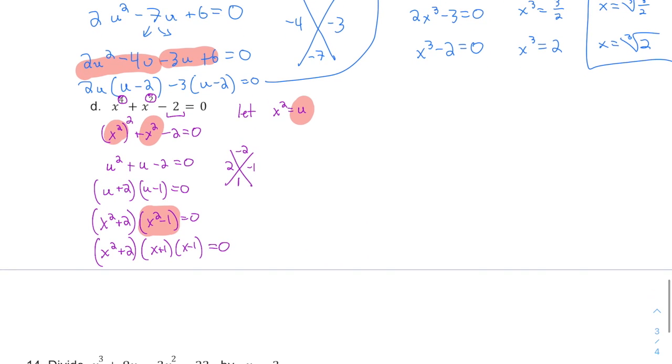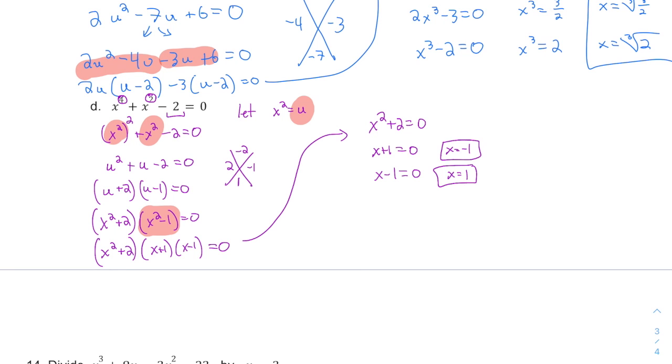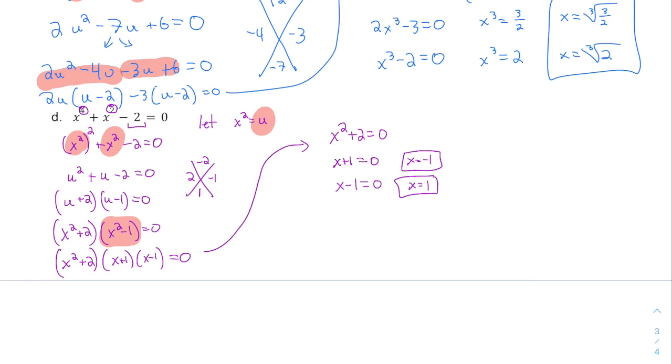Okay. Now we can use our zero product property. So we can say x squared plus 2 equals 0, x plus 1 equals 0, and x minus 1 equals 0. Well, our second two give us zeros of x equals negative 1 and x equals 1. Then our first factor, we can write as x squared equals negative 2.